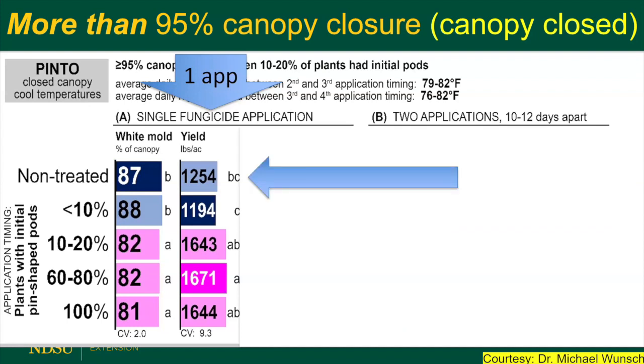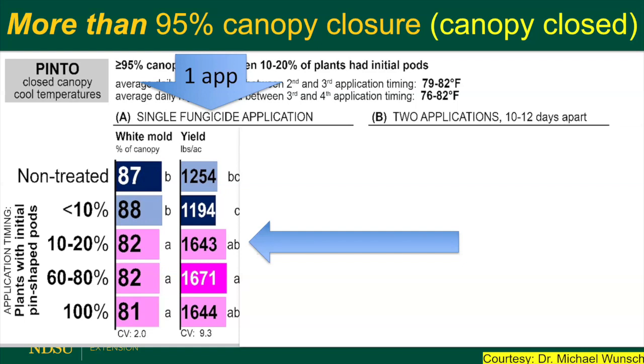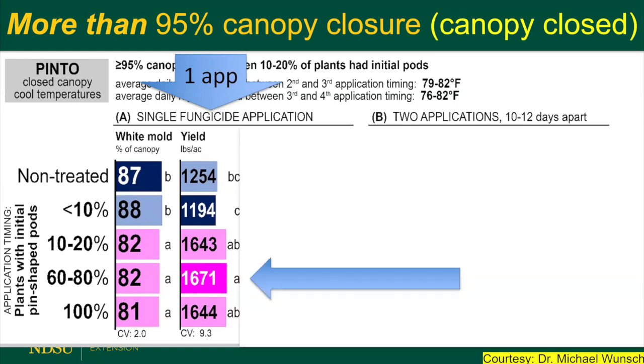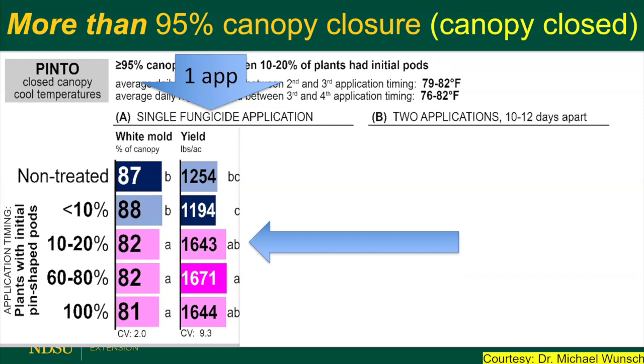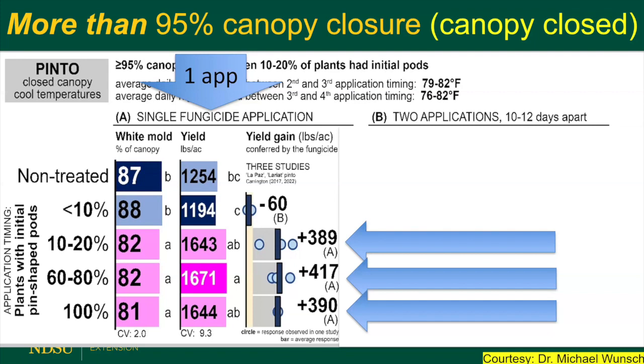And let's look at the yield. This fleshed that out as well. So the non-treated and that preventative early application were the same. They were both more or less 1,200 pounds an acre. Okay? But as soon as those plants started to throw pin pods out, you had about a 500-pound gain. And it wasn't a lot different if you waited till 100% of the plants. But you got your best bang for your buck really starting at 10% pin pods. So it's earlier, and you're not penalized for waiting a bit. Okay, and you can see in the yield gain, these are essentially all the same.